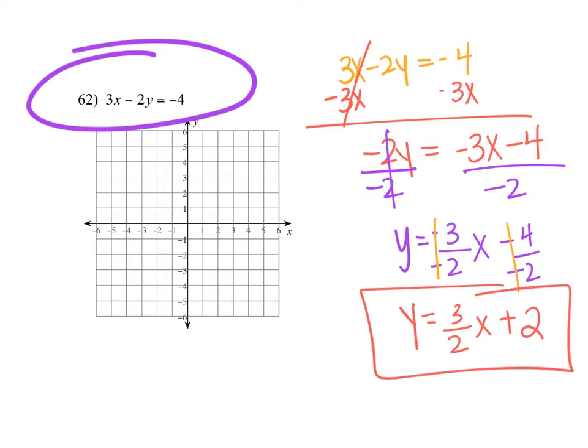So I'm going to start my graph at 2. And then I'm going to go up 3. 1, 2, 3 over 2. 1, 2. Put a dot. And I'm going to go backwards. So 1, 2, 3 over 1, 2 and put a dot. And I'm going to repeat that one more time. Now I can draw my line. So it looks like this. And I'm done. So we'll do one more of those.